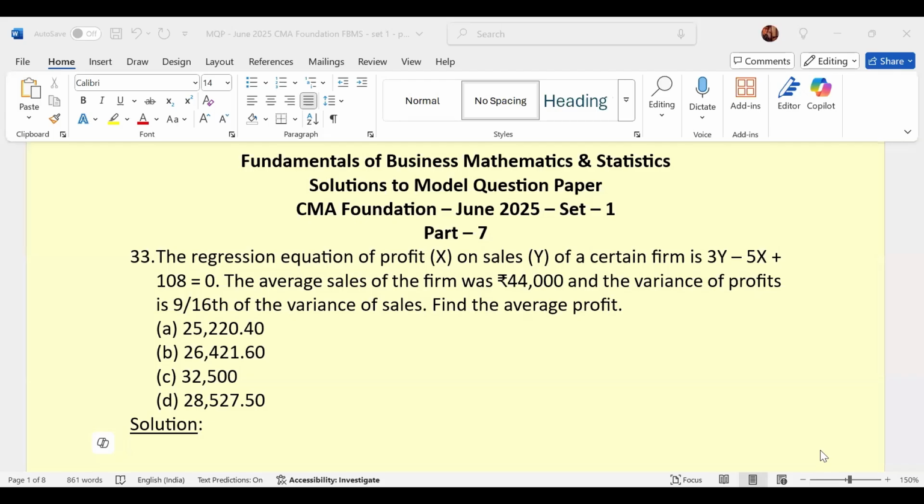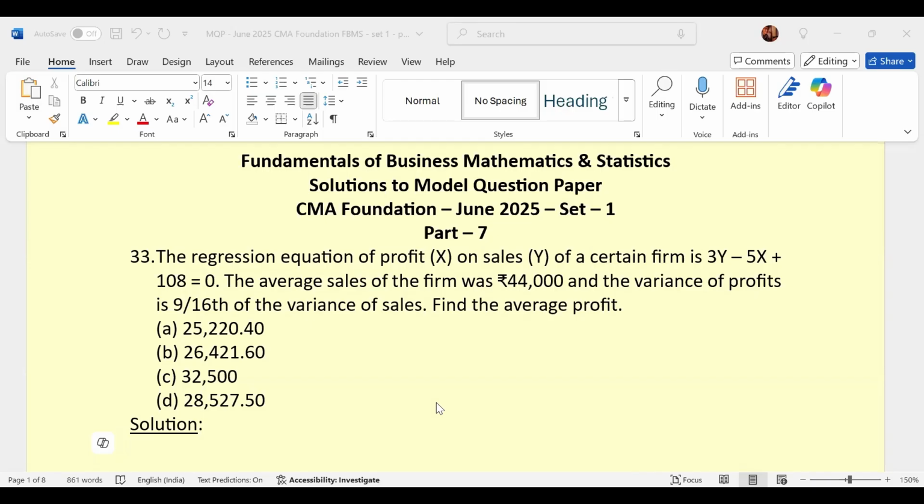Hello everyone. This is in continuation to solving of model question paper set 1 of CMA Foundation Business Mathematics and Statistics meant for this June 2025 examination. This is part 7. Question number 33.